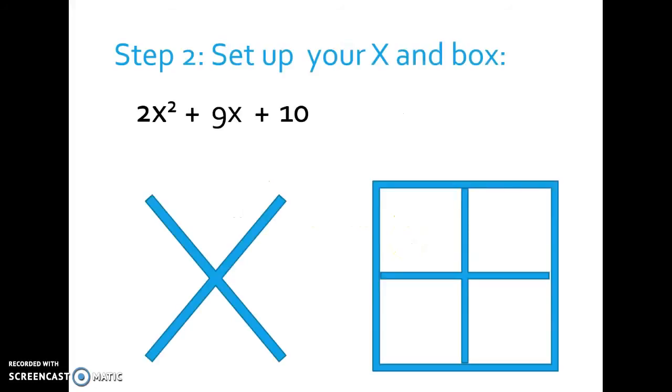Then we looked just at that quadratic and we set up our x and our box. And from there, the 2x squared and the 10 go in the box immediately. And also we have 2x squared times 10 in the top of the x, and then 9x at the bottom of the x.